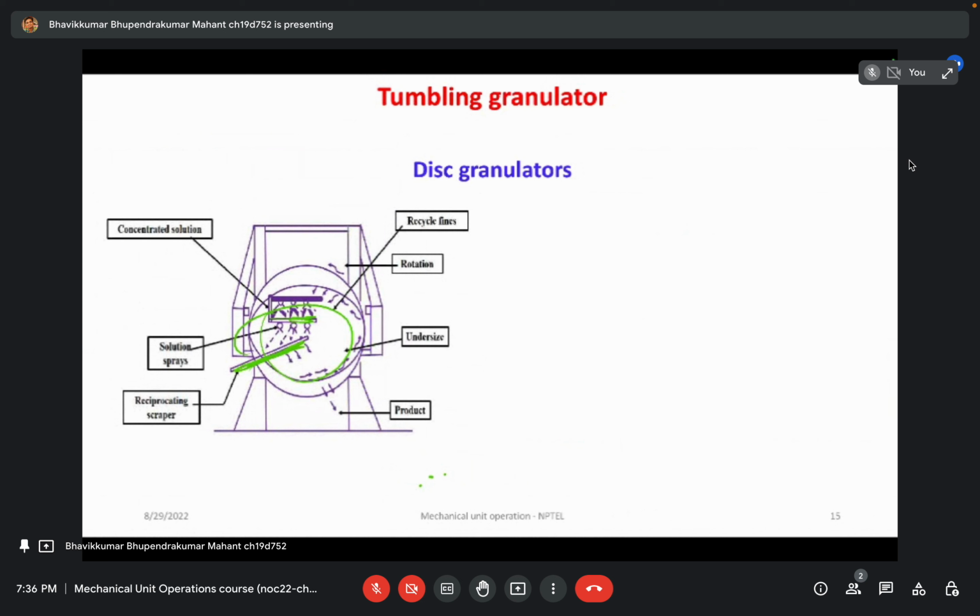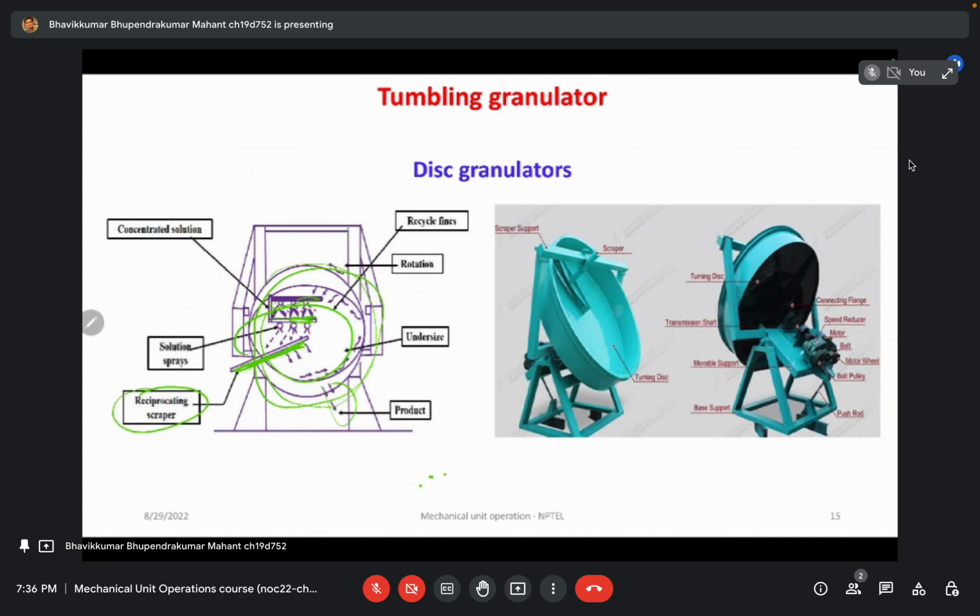So your concentrated solution will be fed over here. It will be sprayed on your particles, and then fine particles can be mixed by the tumbling process of the equipment. This is the disc kind of granulator that is used. This scraper is used to control the size. Some undersized materials are there, they still remain there. Rotation is provided, and some of these fines are recycled back. The product will be given at the end. And this is how it actually looks.